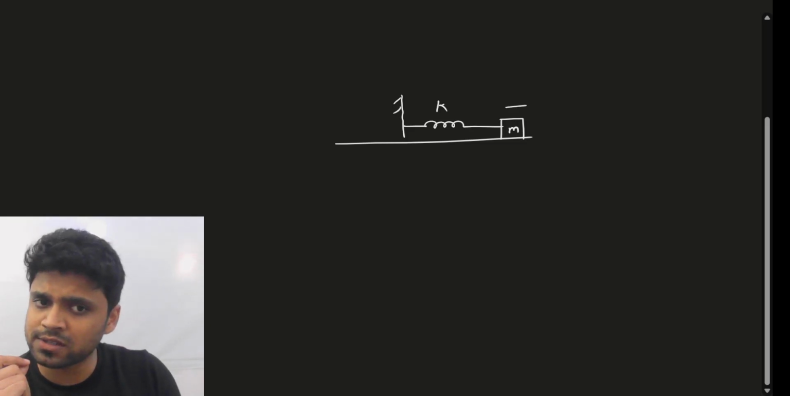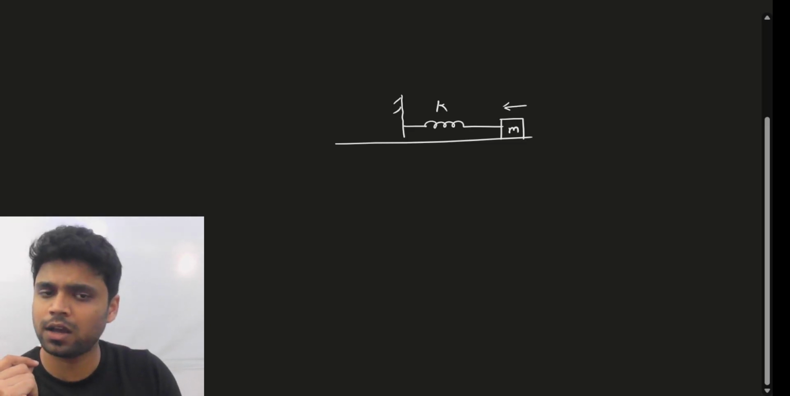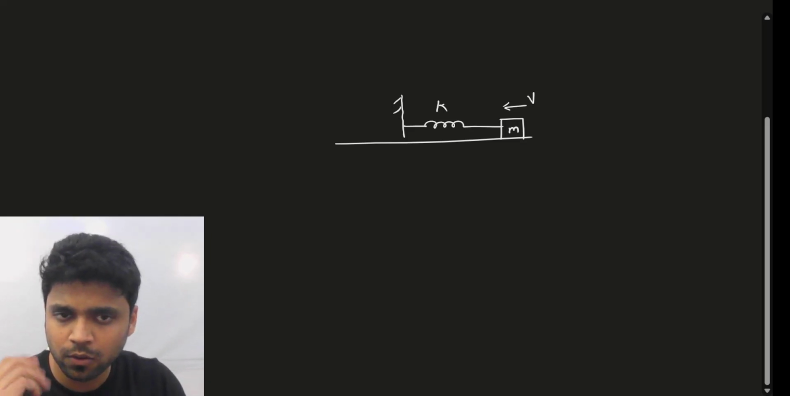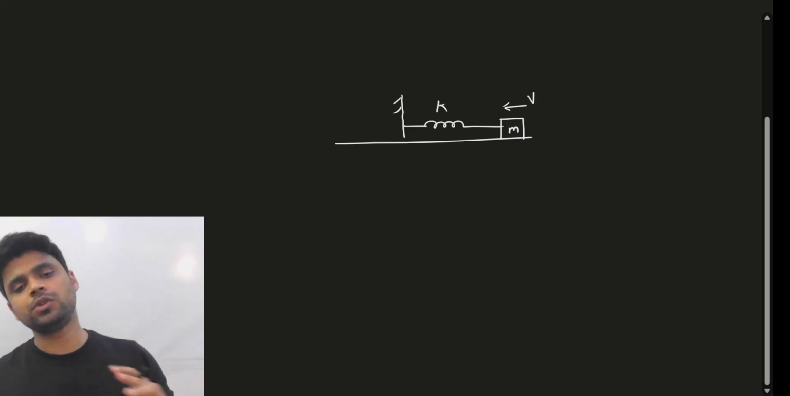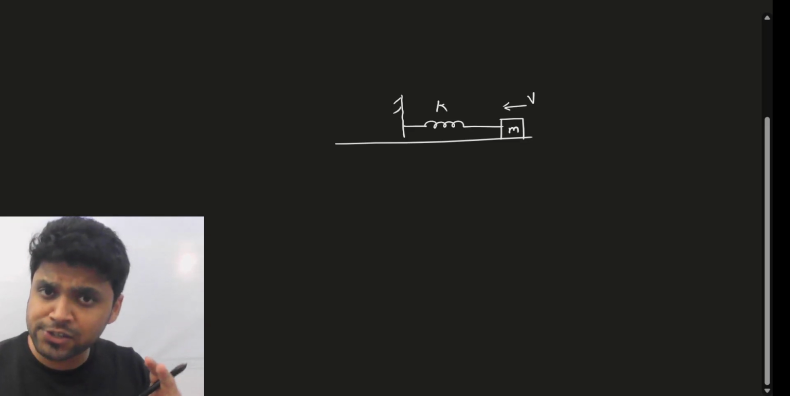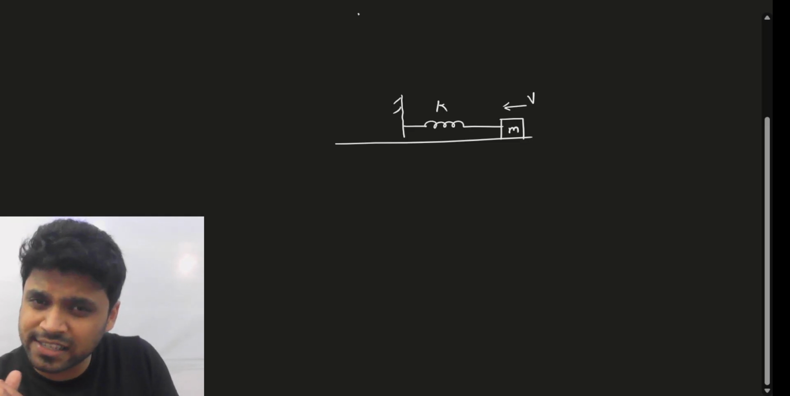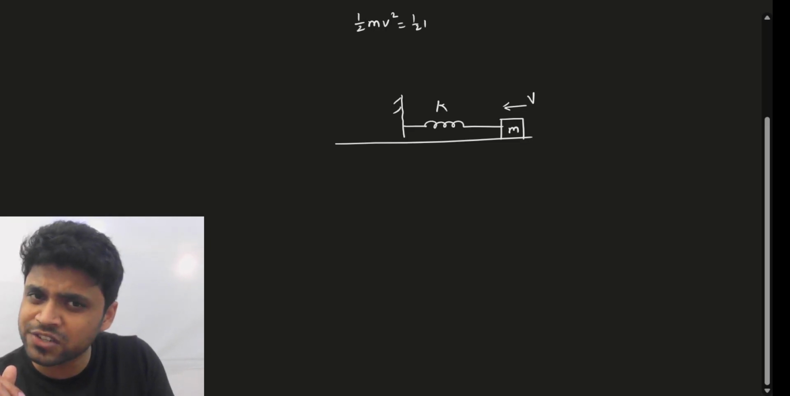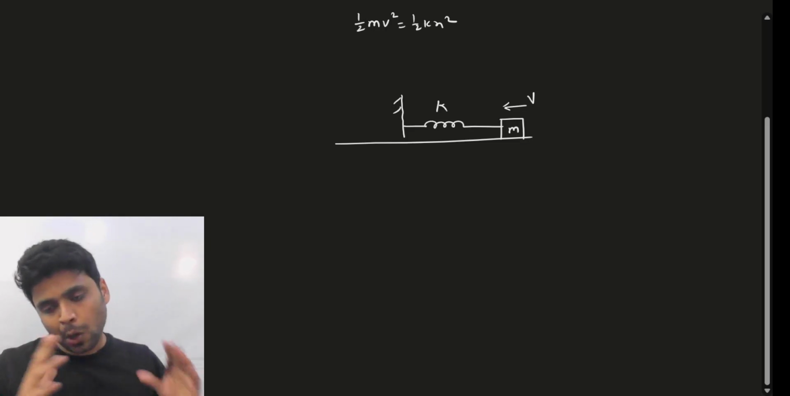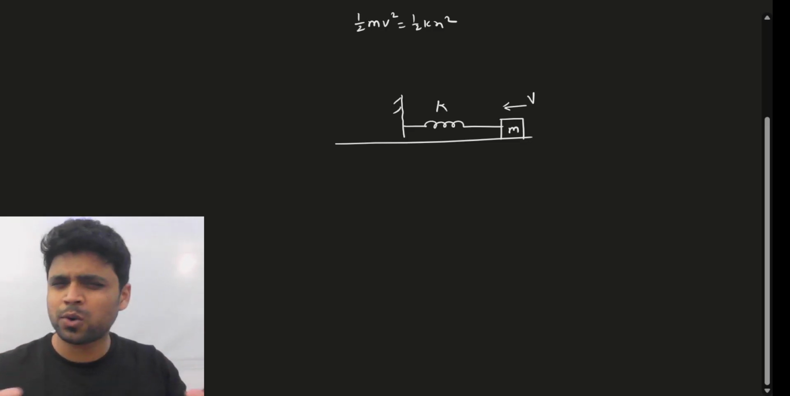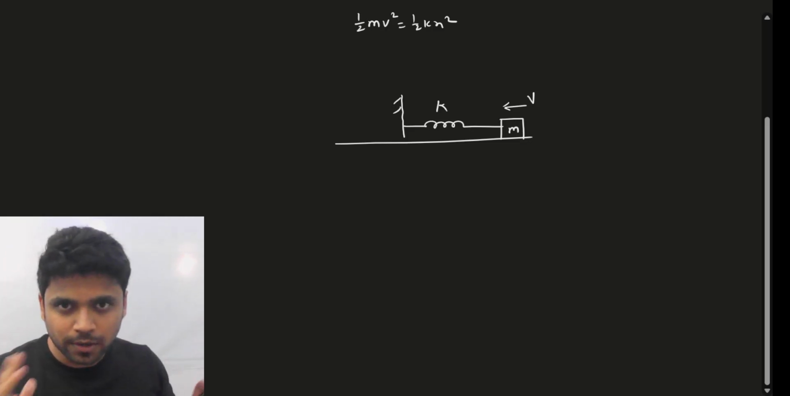Now if I say, students, I'm giving this block a speed v to the left side, what would happen? All of you would say, sir, the kinetic energy of this block will get converted into potential energy, and you'll write exactly the same thing. The kinetic energy of the block is getting converted into the potential energy of the spring. Till this point things are going perfectly all right.